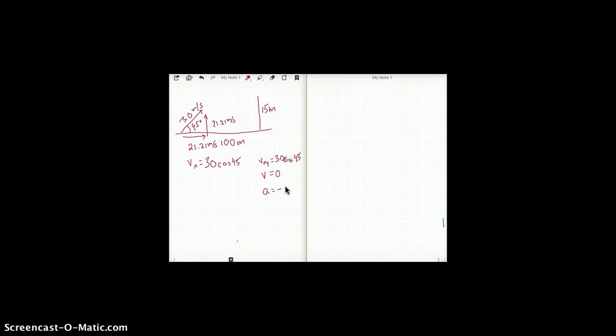So again, let's look at how long it takes to get to the top of its parabola. So choose the equation without d in it, which is v equals v naught plus at. So we get 0 equals 21.21 plus negative 9.8 times t. So I'm going to have 21.21 divided by 9.8. So now it has 2.16 seconds to rise. Okay. So I come over here and I say, well, how far will it have traveled in 2.16 seconds?